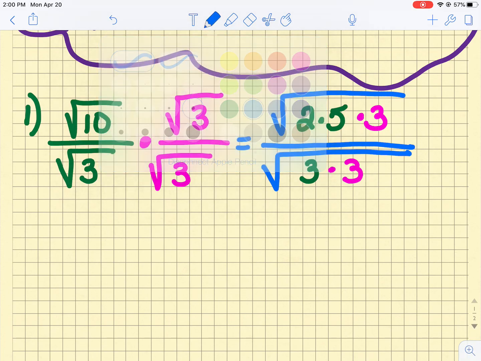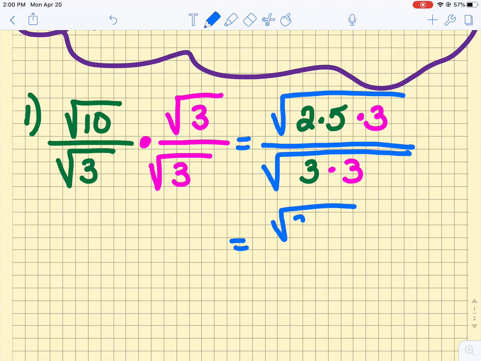In the numerator, we have a square root of 2, 5, and 3. So there's no jailbreak that can occur there, and so nothing can come out. So 2 times 5 times 3 stays under the root and is the square root of 30. However, the whole point of doing this was to get the 3 out from under the radical, and that's exactly what we can do now.